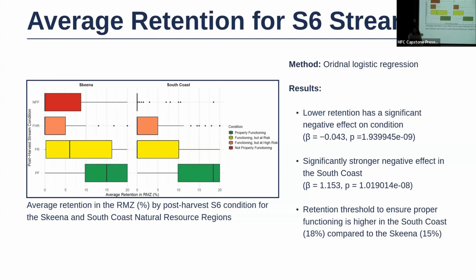I think a big reason why these larger streams have a lot more protection is their presence of fish. And just because S6 streams don't have fish, they are automatically deemed less important and receive less protection.